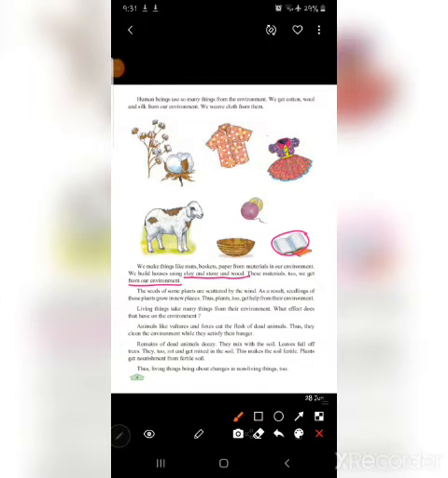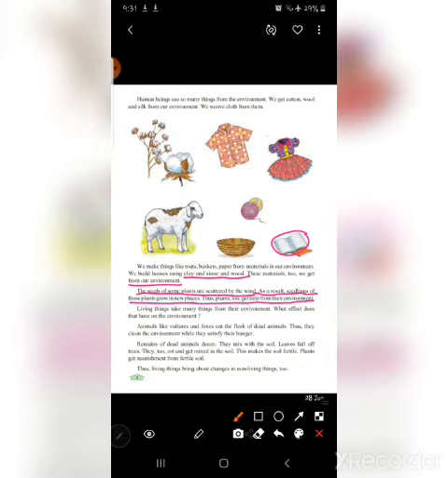Okay, now let us move to the next paragraph. The seeds of some plants are scattered by the wind. As a result, seedlings of those plants grew in new places. Thus, plants get help from their environment.